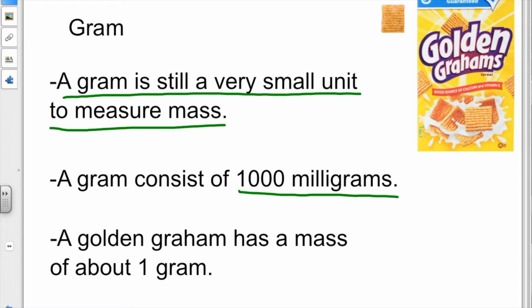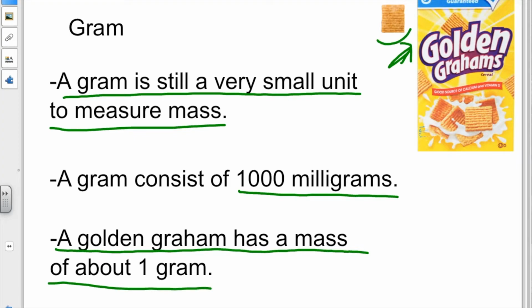You can think of a golden gram as having a mass of about 1 gram. So here we have a box of golden grams. If you look right here, we have 1 golden gram. That would have a mass of about 1 gram. That kind of makes sense.